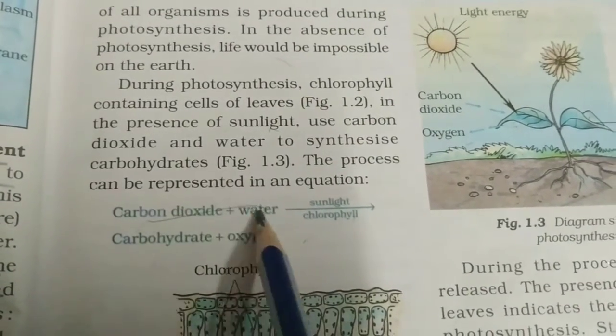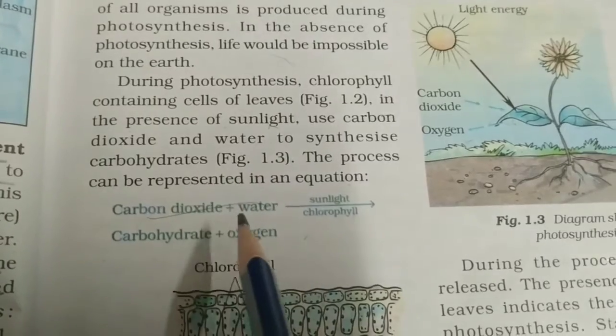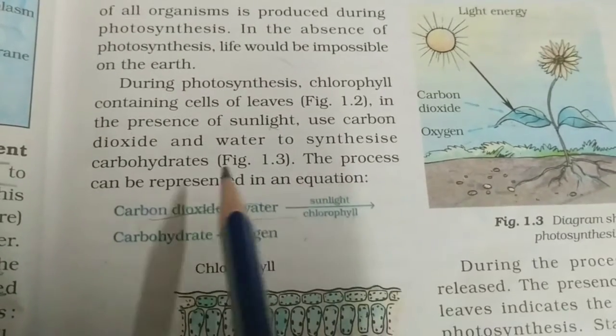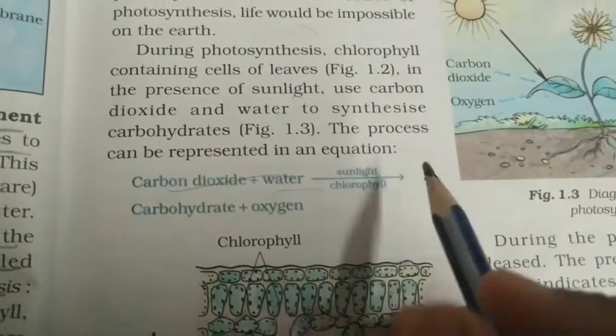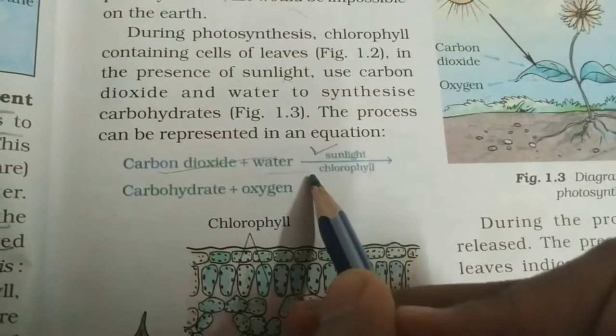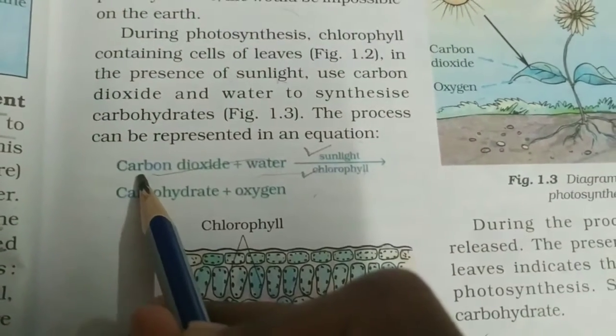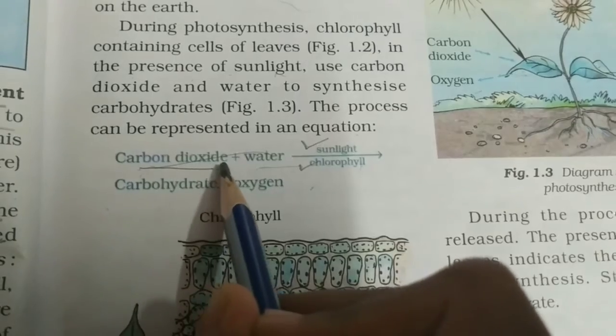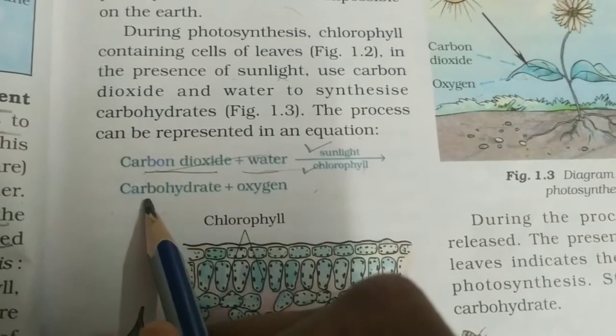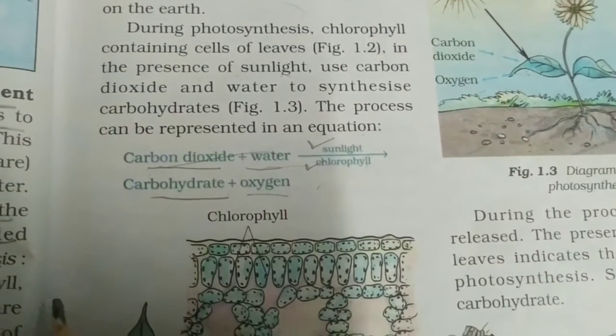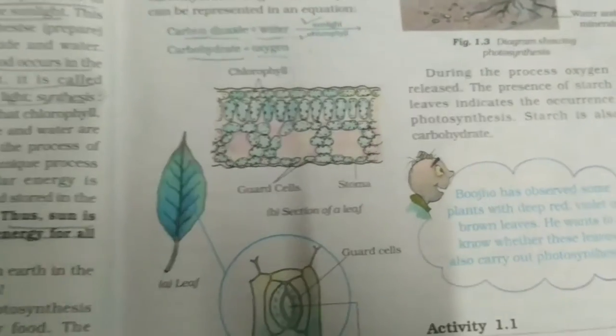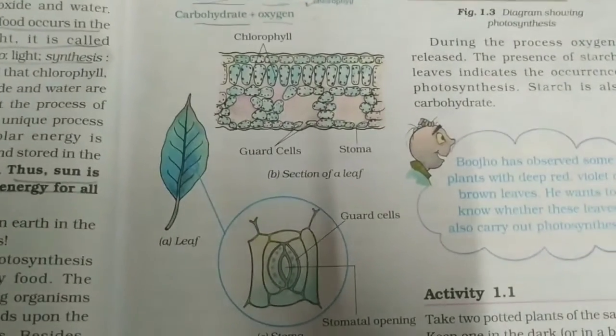sunlight use carbon dioxide and water to synthesize carbohydrates. So in the presence of sunlight and chlorophyll, the leaves use the carbon dioxide and water to synthesize carbohydrates and oxygen. Okay, so that is the equation of photosynthesis, guys.